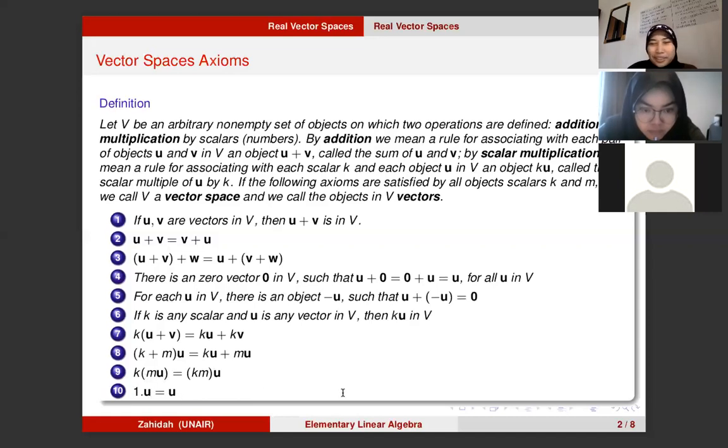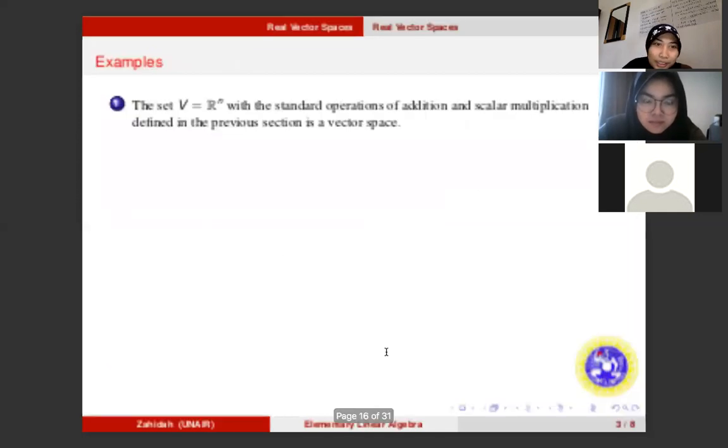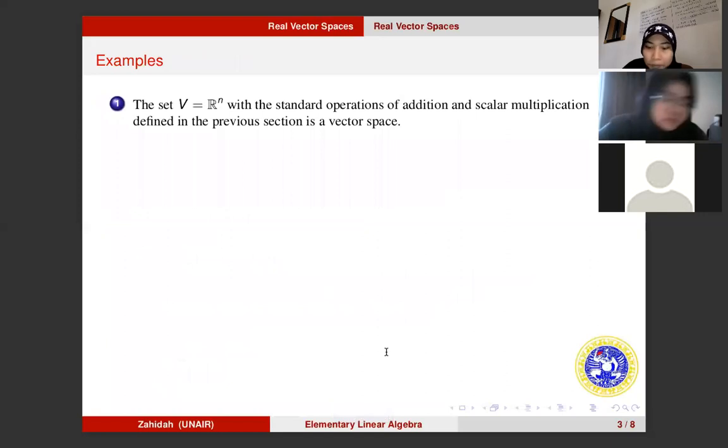Okay, maybe I don't know how to memorize it. It depends on yourself how you can easily memorize it. Maybe we can continue to the examples so you can imagine it.